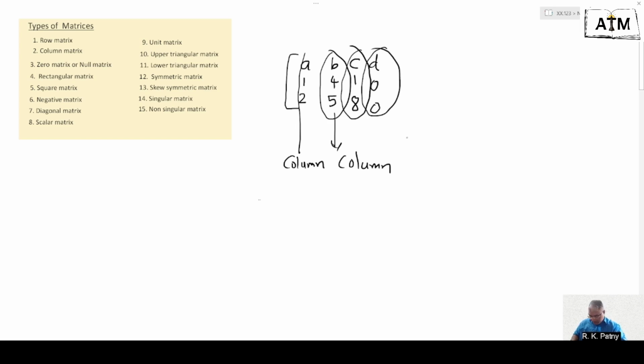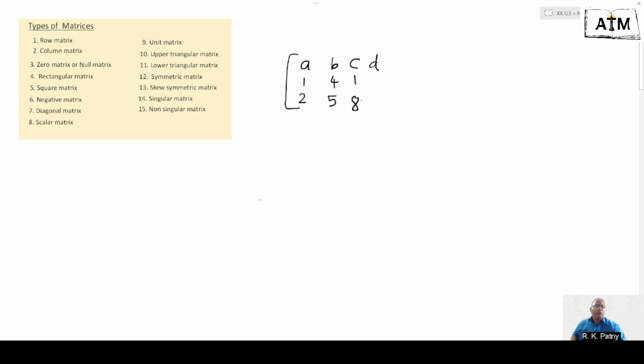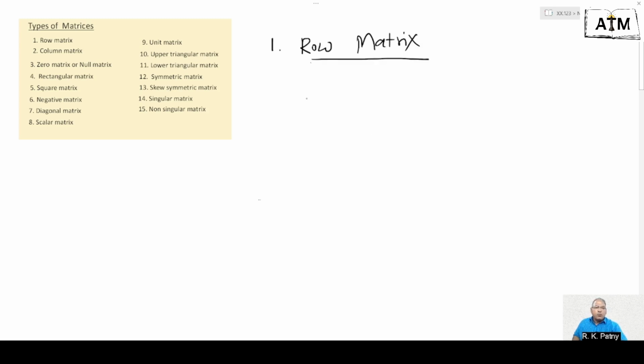So matrix having columns and also having the rows. So like this is the first row, this is the second row, it is the third row. So the arrangement of rows and columns is nothing but called as a matrix. So now understand one by one what are the different types of matrices. First one is a row matrix.